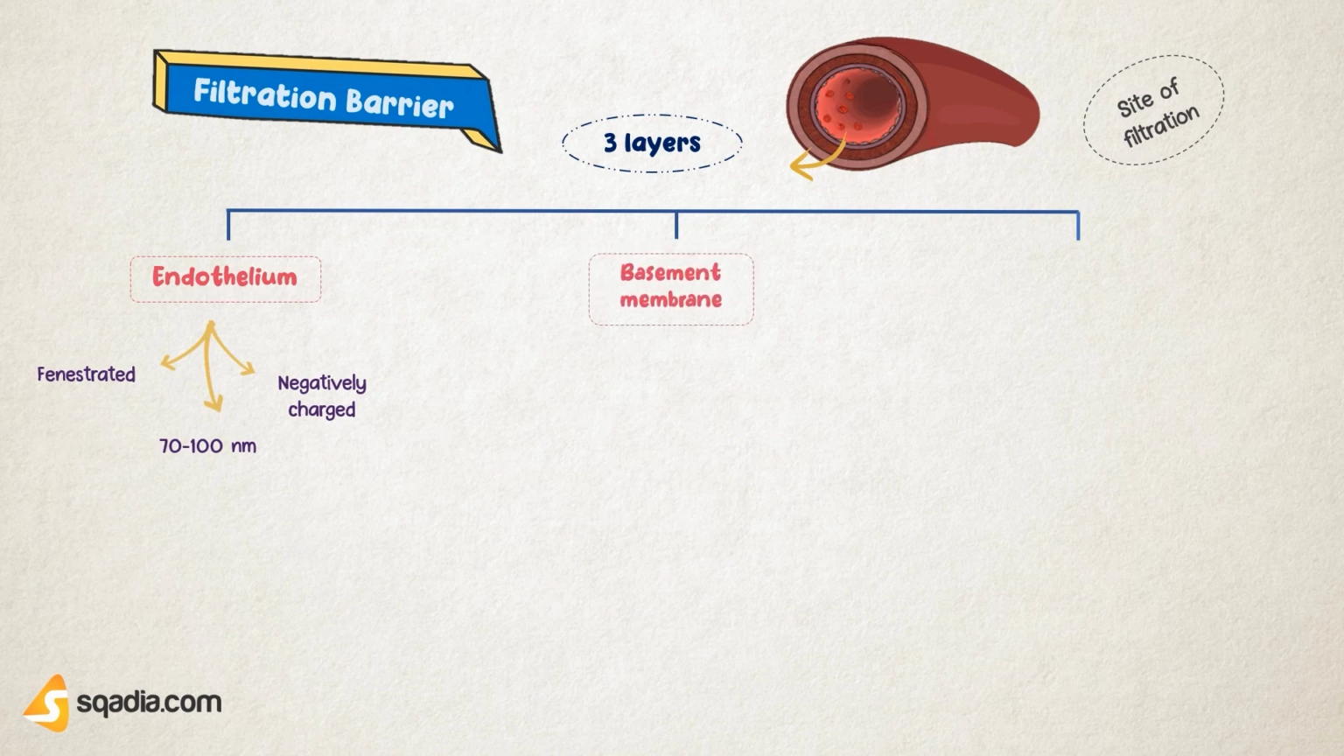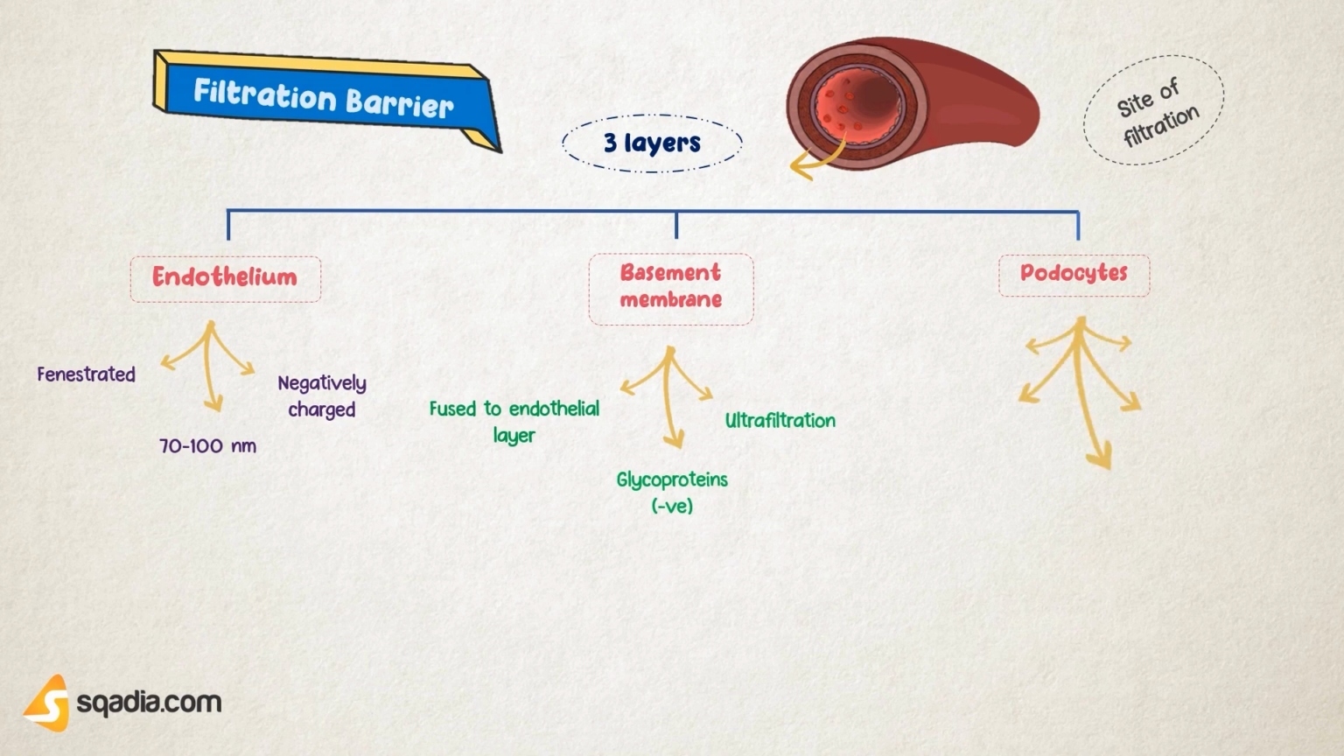The second layer is the basement membrane. This basement membrane is fused to the endothelial layer, which means that it surrounds the endothelium, and it contains negatively charged glycoprotein. That is why it is considered the main site of ultrafiltration, because it inhibits the filtration of plasma proteins out of the bloodstream.